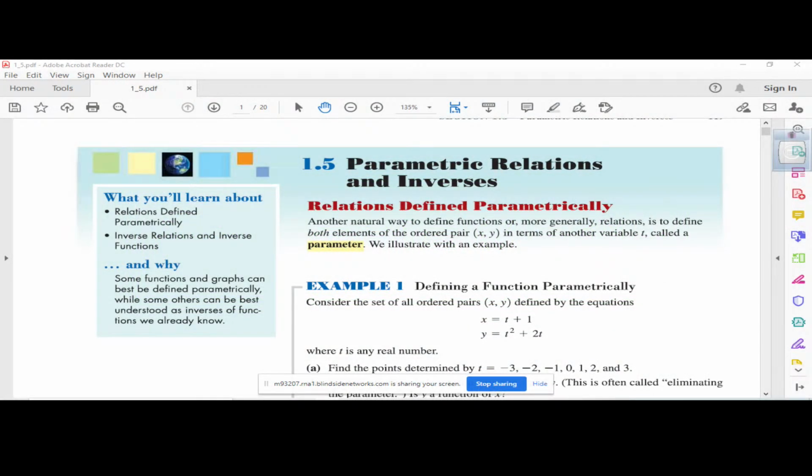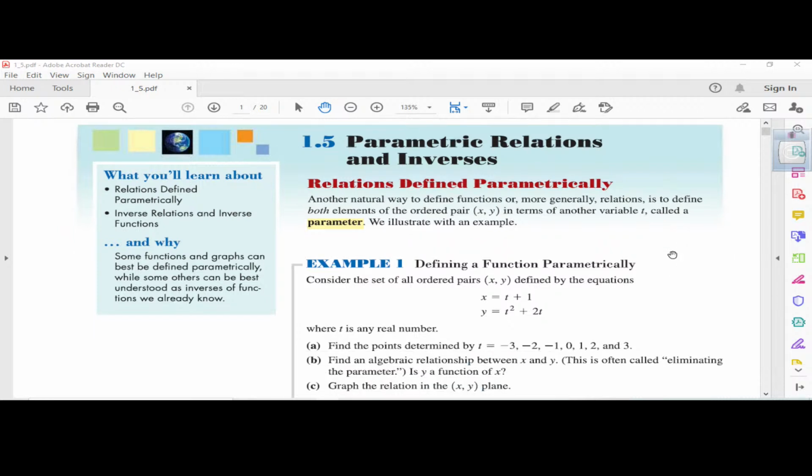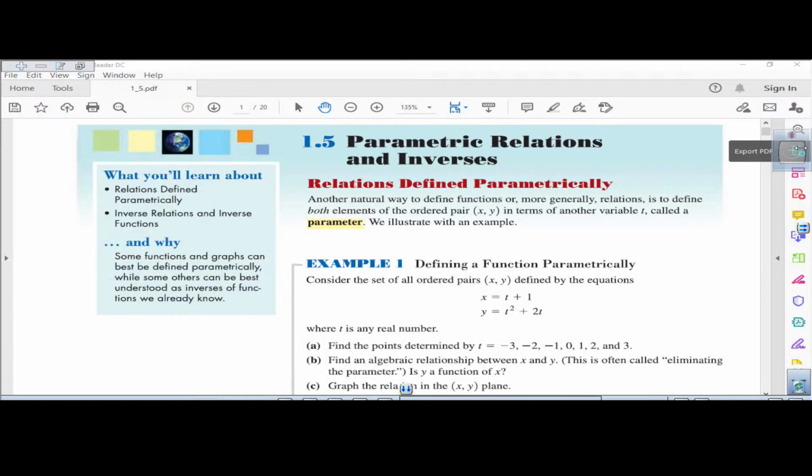Today we're going to focus on parametric relations and inverses. Parametric relations and inverses. And I want to give you the 50,000 foot level vision of this. And it's basically this concept here. I'm only talking about the parametric right now, not the inverses.